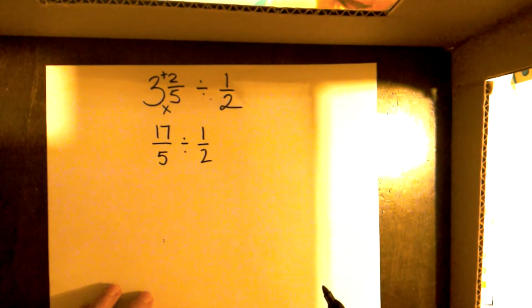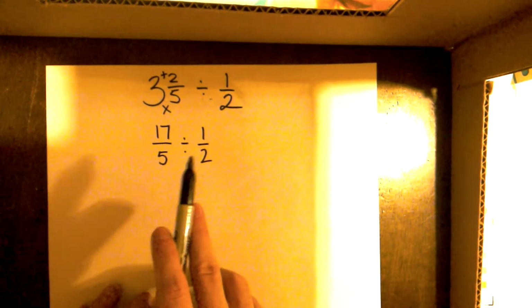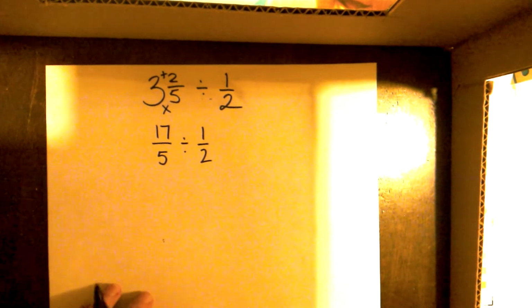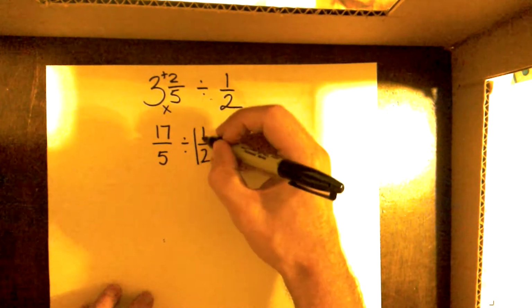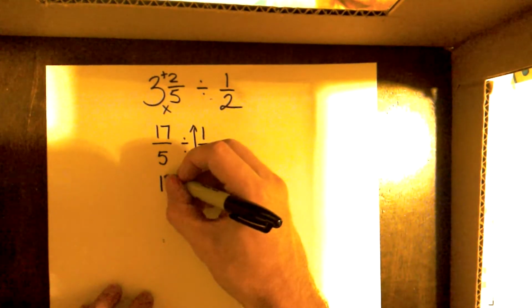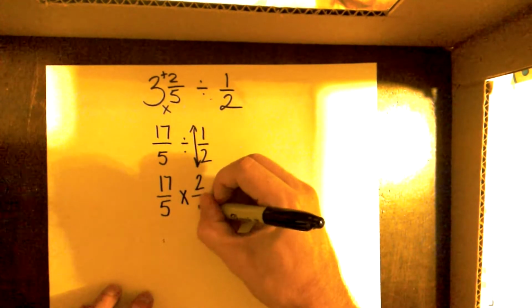Dividing fractions is easy as pie. Flip the second number and multiply. Pretty much you need to remember to flip the number you are dividing by. So if I read this problem, 17 fifths divided by 1/2. Divided by is my hint to flip the second number. So this is the number that I want to flip. So now I'm going to change this to be 17 fifths times 2 over 1.